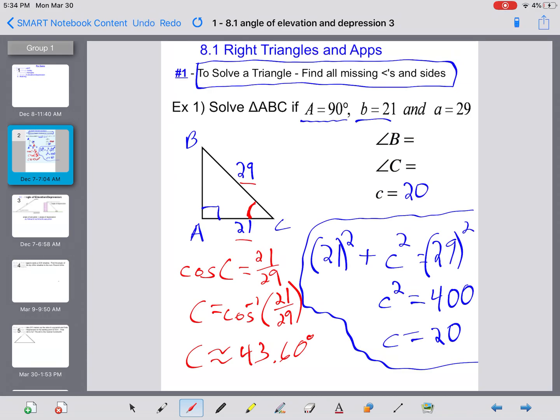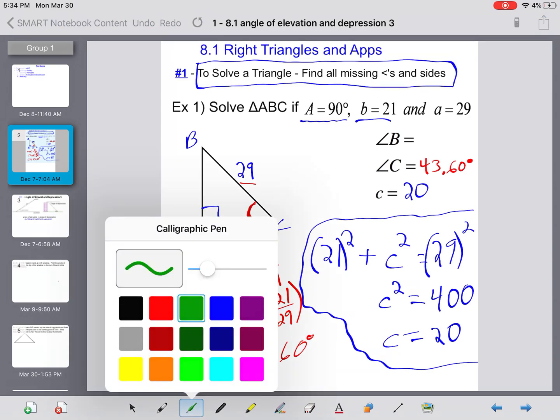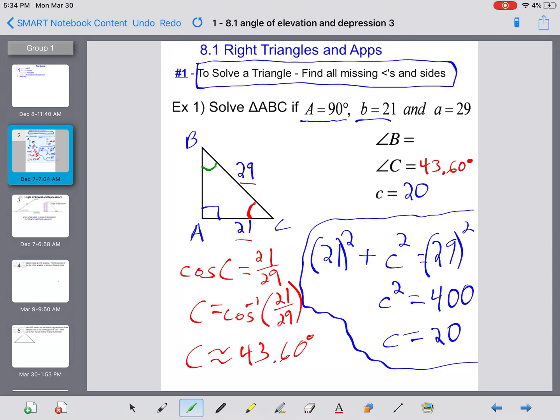Okay, so that's next missing piece of our puzzle, 43.60 degrees. Now, to find the third angle, you could set up another trig equation, sine, cosine, or tangent, but the easiest way to find, if you know two of the angles, the easiest way to find the third is to subtract everything from 180. You know that all three angles have to add up to 180. So 180 minus the 90 minus the 43.6 will get you an angle of 46.4 degrees for angle B. And that is the solved triangle. All right? And that's what it means to solve a triangle.